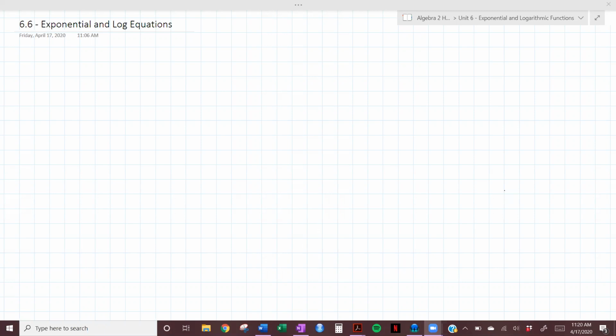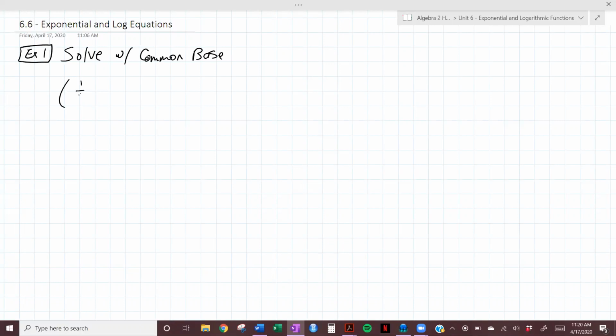but I'm going to show you some examples, okay? So our first example, example 1, we're going to try and solve with common bases. Solve with common base. Okay, so here's our equation. We have (1/2)^(x+7) = 4^(3x).